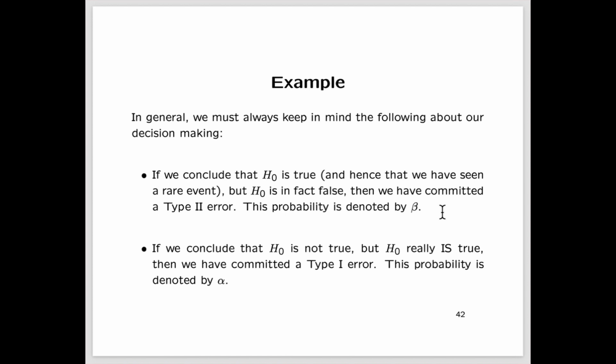On the other hand, if we conclude that the null hypothesis is not true, but it really is true, then that's an inferential error of the first type. It's called a type 1 error. And the probability of this type of error is denoted by alpha.